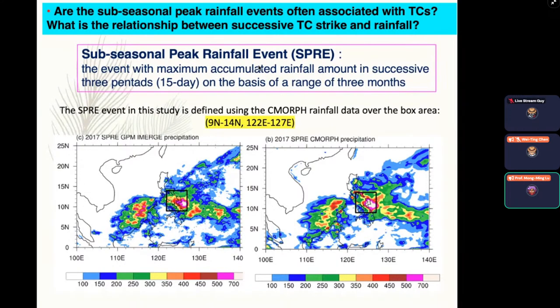And then if we compare the GPM IMERG precipitation and the CMORPH precipitation, you can see that these two datasets are very similar, although the GPM shows much higher resolution precipitation observation. But for the eastern Philippines, we see that CMORPH actually really captured this maximum event.